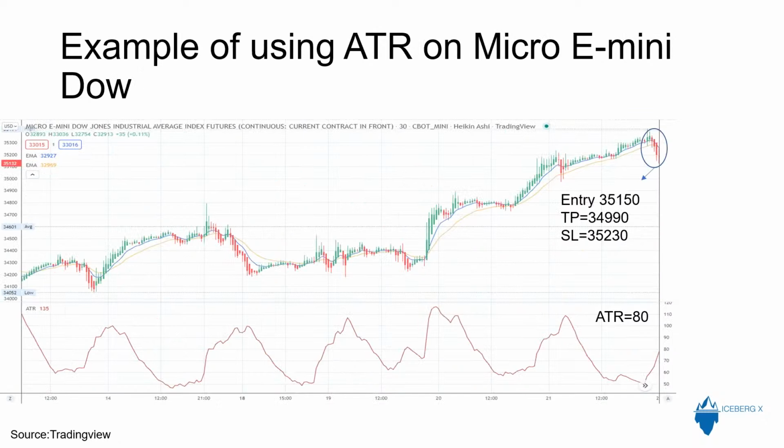Again, here is another example of using ATR on a Micro E-mini Dow. What you have here is a classic example of a short setup. As you can see, a bearish crossover on the moving average accompanied by red Heiken Ashi bars. That tells you that the market generally is going to be in a downtrend. So you'll be entering at about 35,000, assuming the intraday ATR value is 80 points. You'll set your target at 2 times the ATR value, which is 160 points, and a stop loss level at the ATR value, which is 80 points. That's how you manage your stop loss level.